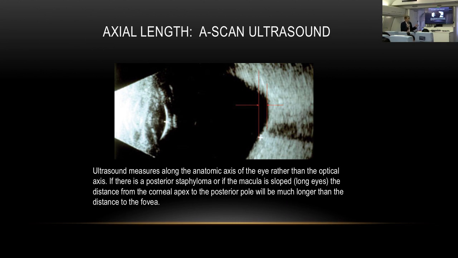The ultrasound also measures along the anatomic axis of the eye rather than the optical axis. So for example, in highly myopic eyes or eyes with a staphyloma, you're going to want to take the longest measurement, but the longest measurement may not land you on the fovea. Okay, so this is a horizontal axial-oriented B-scan. The macula is located over here, but the A-scan ultrasound is measuring all the way to here.